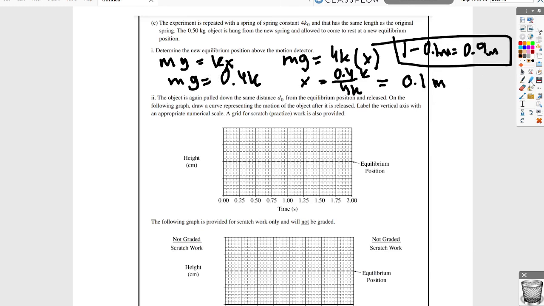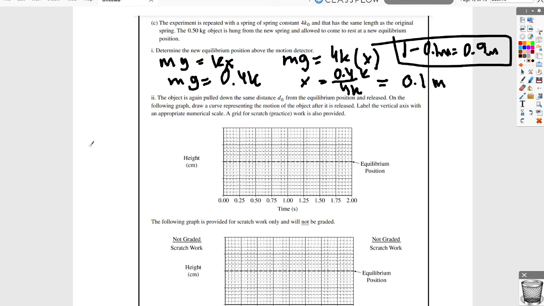Object is again pulled from the same distance. On the following graph, draw a curve representing motion of the object after it's released. So, yeah, our k constant is a lot heavier now. So how would that affect all of our variables, specifically the amplitude and the frequencies? The amplitude and the frequencies. So the period is what I'm going to use.